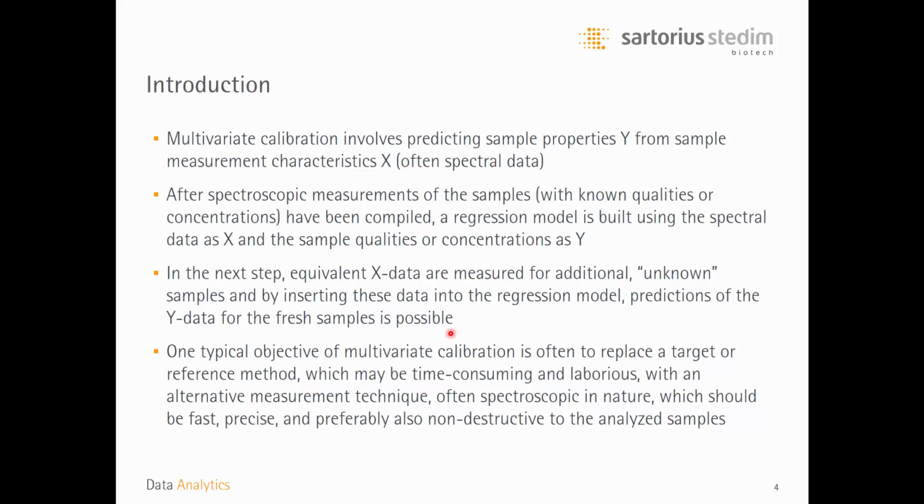A very common objective of multivariate calibration is to replace a target or reference method with an alternative measurement technique, which is often spectroscopic in nature. And preferably, this alternative measurement technique should be fast, precise, and ideally also non-destructive to the analyzed samples.